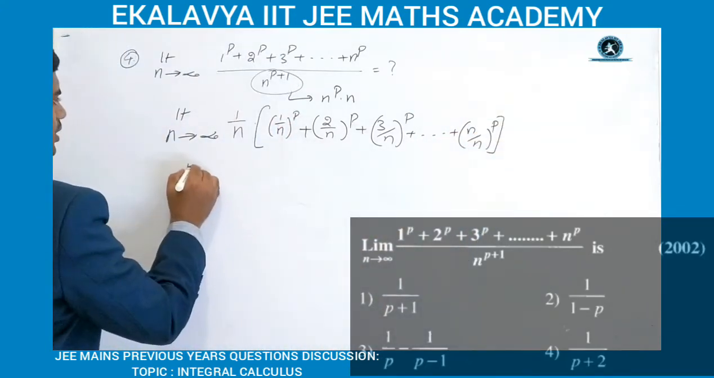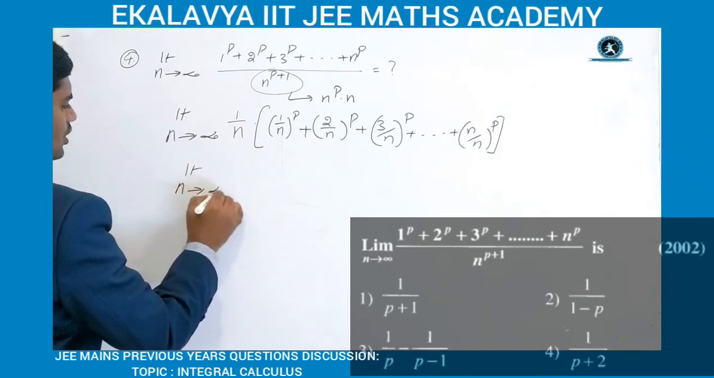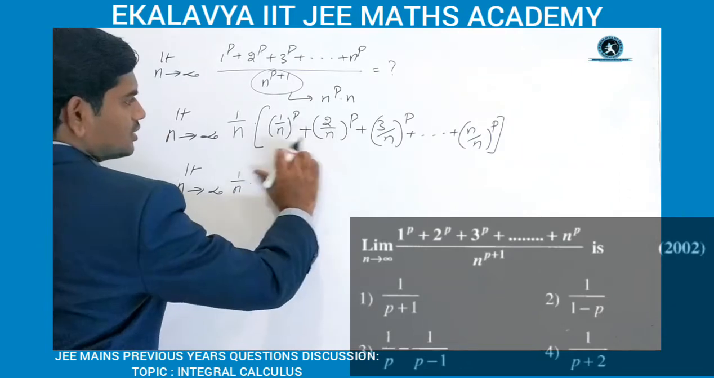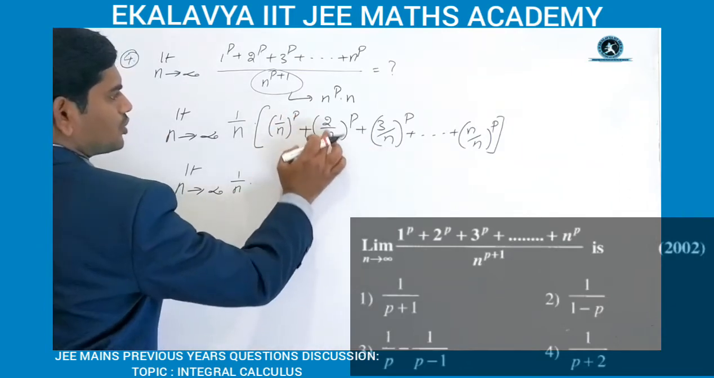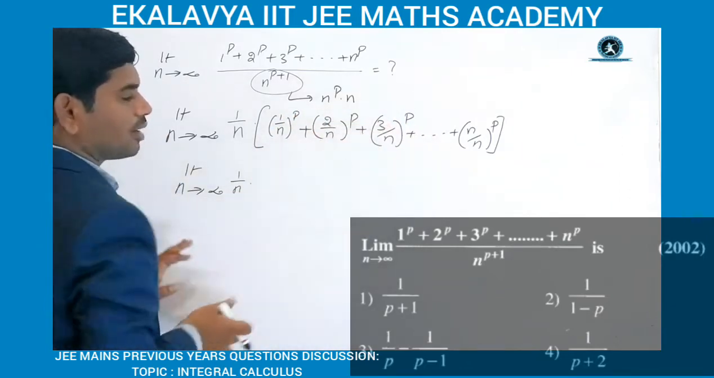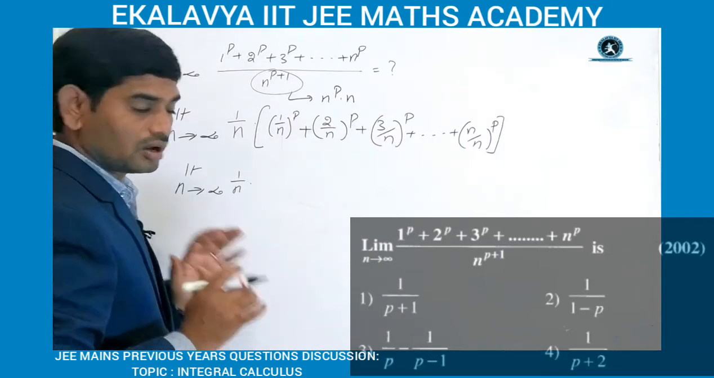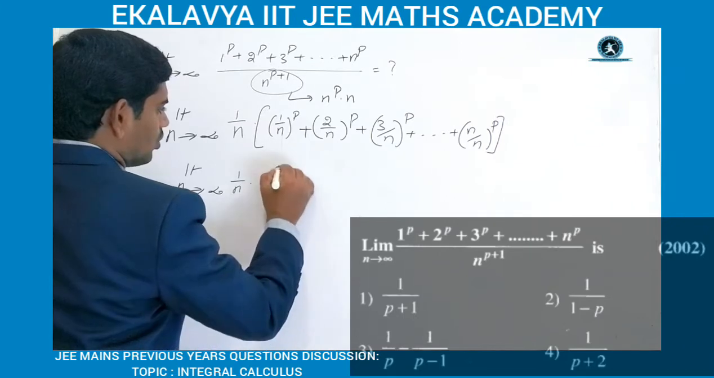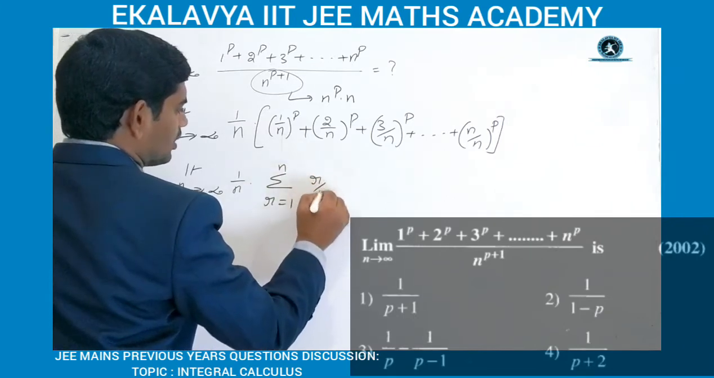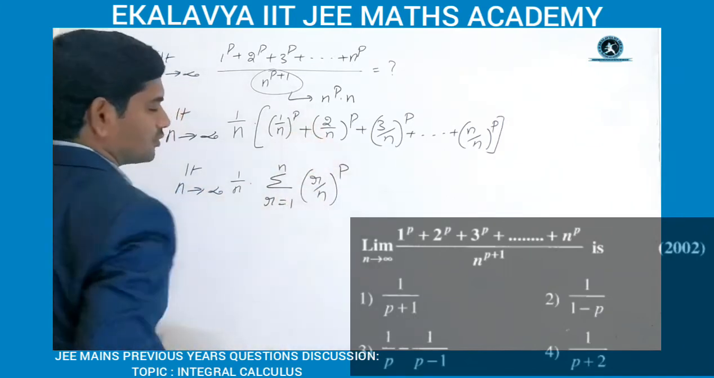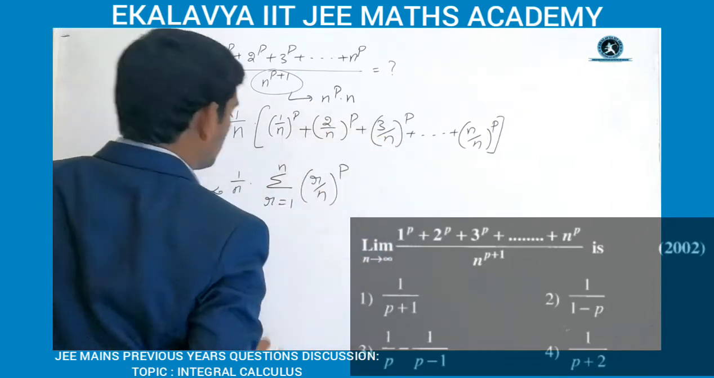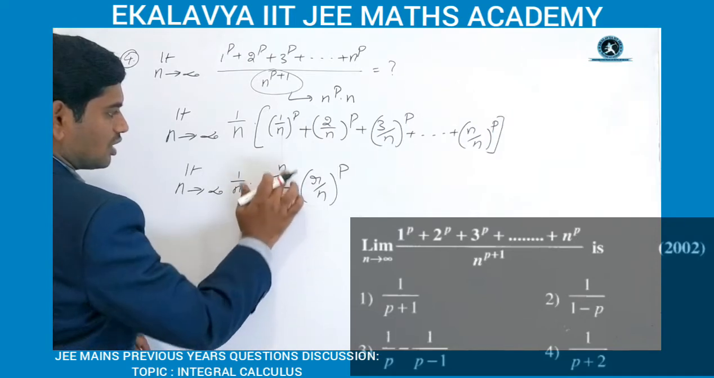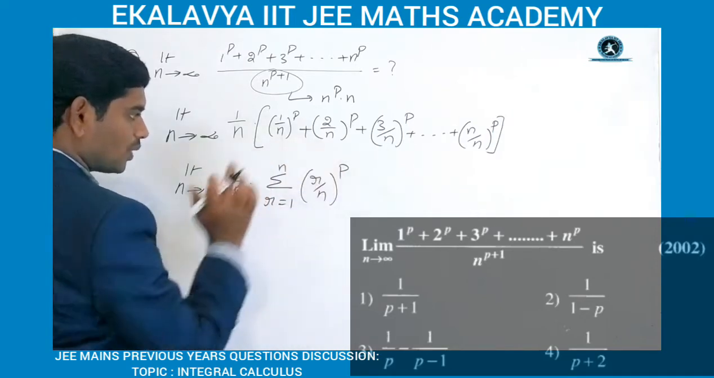So now limit n approaches infinity, 1 by n I am writing as it is. Then this series (1 by n) whole power p plus (2 by n) whole power p and so on up to (n by n) whole power p, we can also write as summation r equal to 1 to n of (r by n) whole power p.